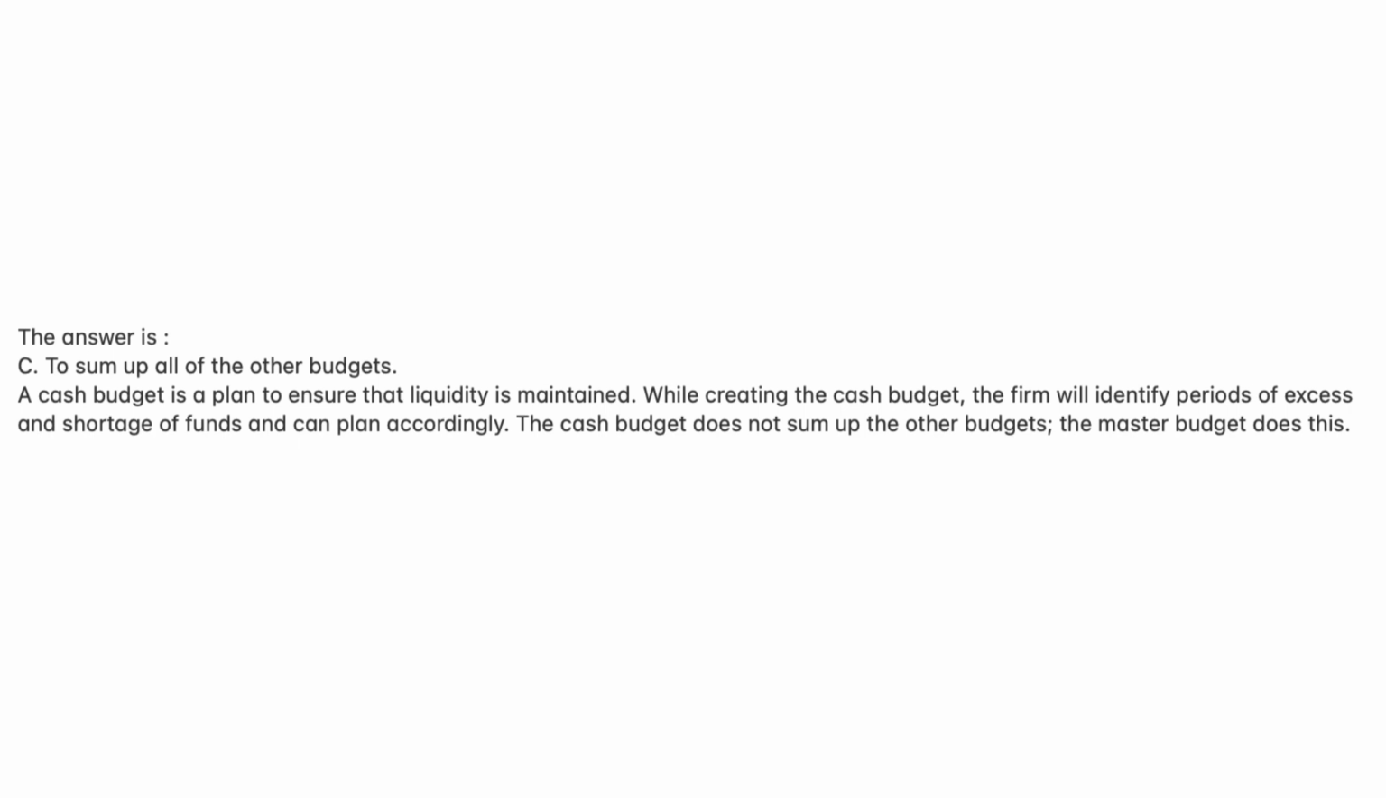A cash budget is a plan to ensure that liquidity is maintained. While creating the cash budget, the firm will identify periods of excess and shortage of funds and can plan accordingly. The cash budget does not sum up the other budgets, the master budget does this.